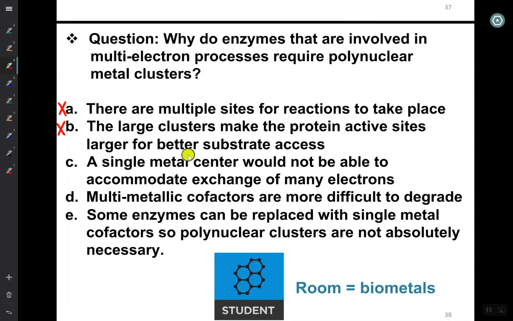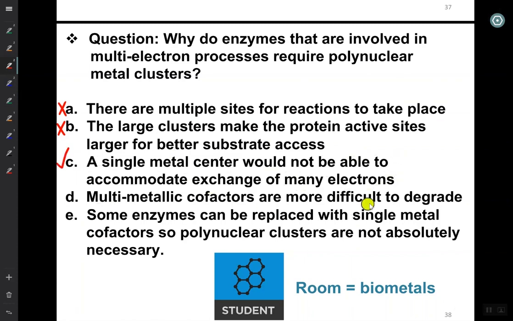C, a single metal center would not be able to accommodate the exchange of many electrons. I'd say that's probably a true statement, because with a single metal, you're restricted in the number of electrons by what that metal is. If it's iron, usually you can access iron 2, iron 3, iron 4. So maybe you can have up to 2 electrons, or possibly more, but especially for these 6-electron reactions, a single metal is not going to be able to accomplish that. So I'd say that's a pretty good answer.